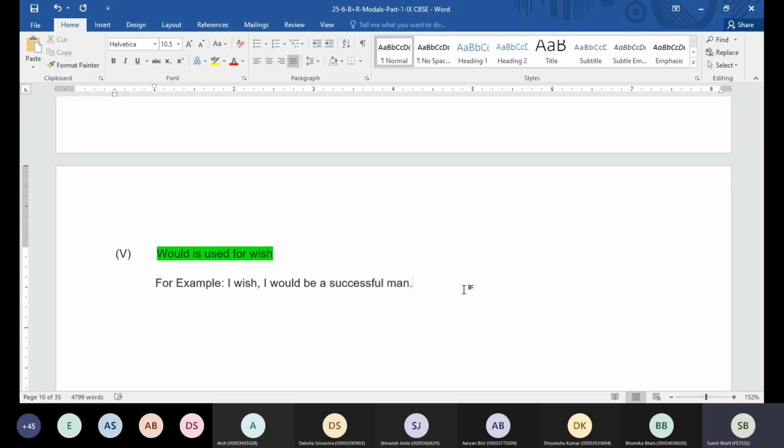But if you're referring to something you wish for the future, and we are being hypothetical at the same time, then we can use simple present tense and we can use the word would. Like, I wish I would be a successful man. That means any time in the future, I would be a successful man. If I would have been a successful man, then it would be better. So that's going to be the meaning.